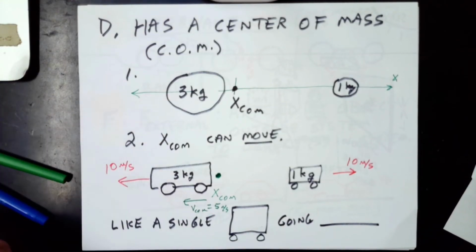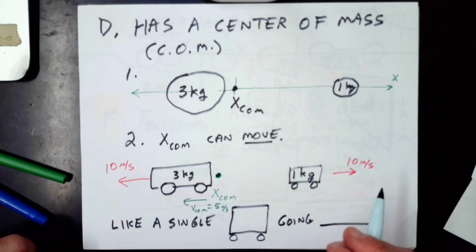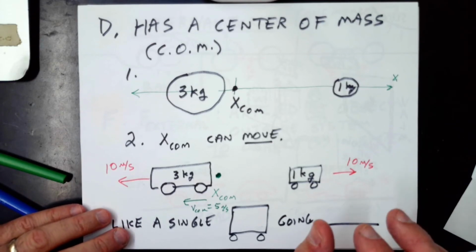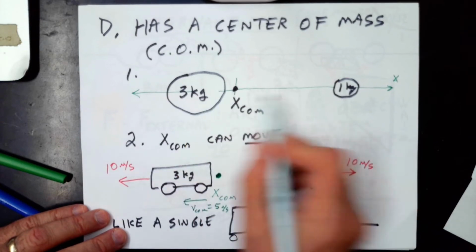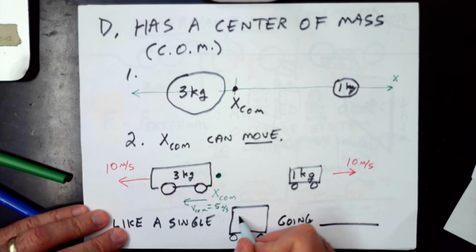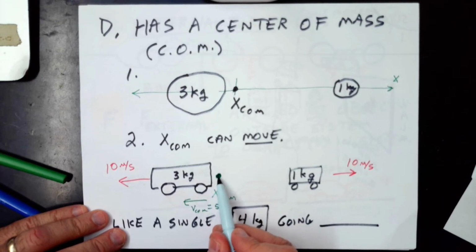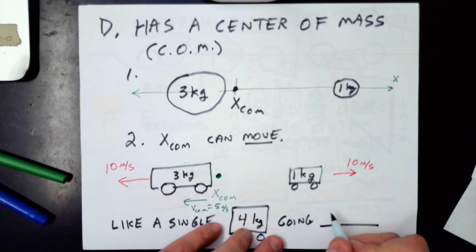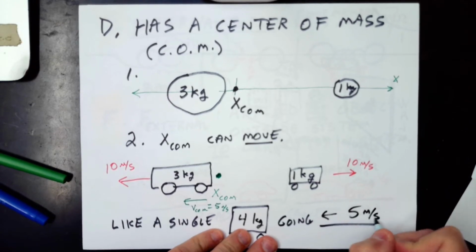So what we've done here is we've reduced a system of objects to single descriptors, things we can use to describe the whole system using single quantities. First, the total mass of this system would be what? It would be 4. And the center of mass is here and moving left at a speed of 5. So this is like a single 4 kilogram car going left at 5 meters per second.